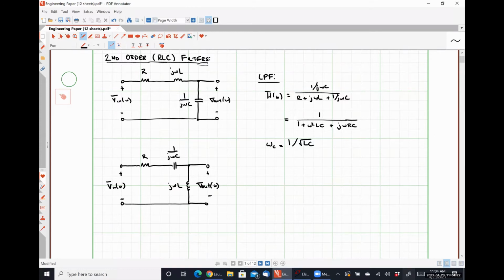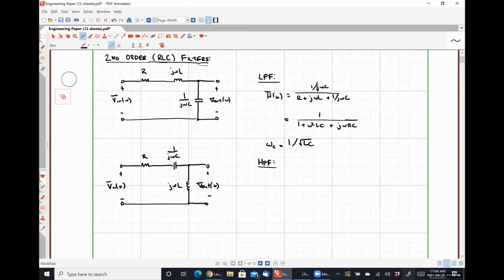So if the first one was a low pass filter, then this one has to be the high pass filter. Because it has an inductor at the output, for very low frequencies the inductor looks like a short circuit. So everything is attenuated. At very high frequencies, the inductor looks like an open circuit. So everything is passed. So this is a high pass filter, HPF.